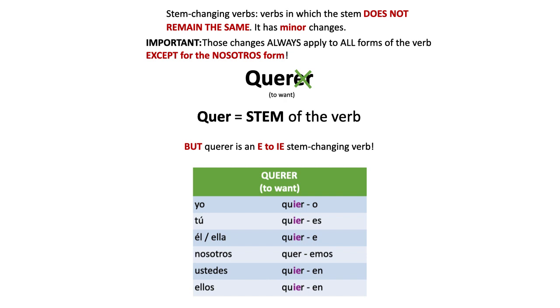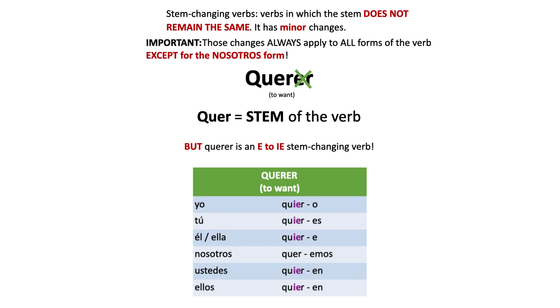But I need to remember the rule. I just told you that it was very important. The changes are made everywhere but for the nosotros form. Everywhere except for the nosotros form. Okay? So that's exactly what you have in this table, right? I changed the stem to quier everywhere, but I left the original stem, quer, in the nosotros form. How does this sound? Well, yo quiero, tú quieres, él quiere, nosotros queremos, ustedes quieren, ellos quieren.